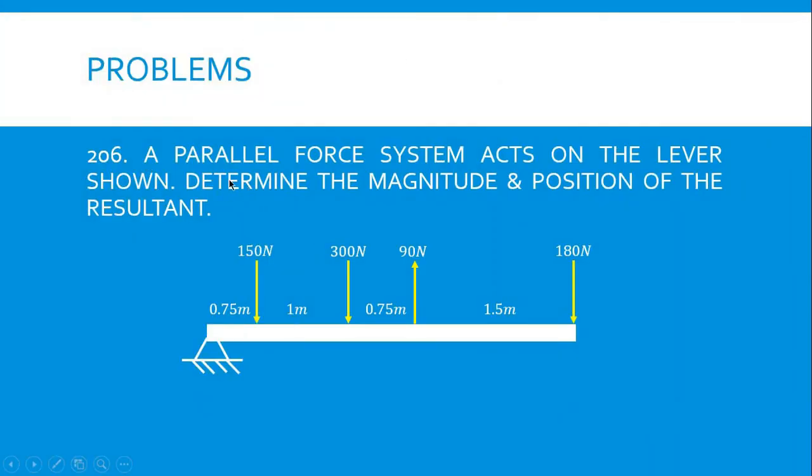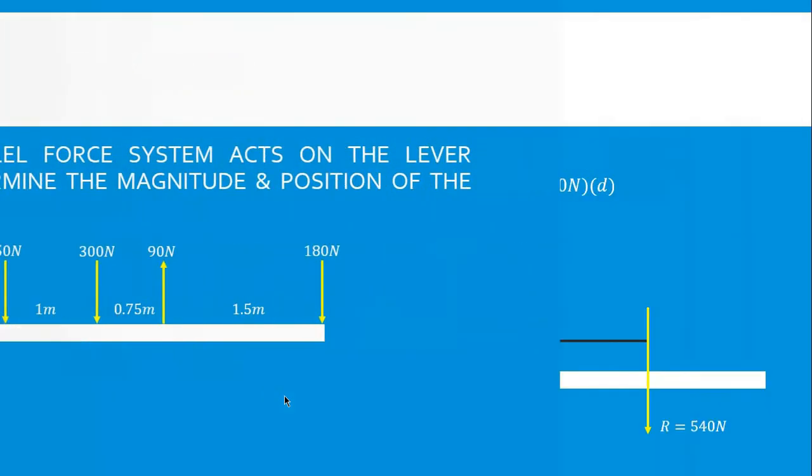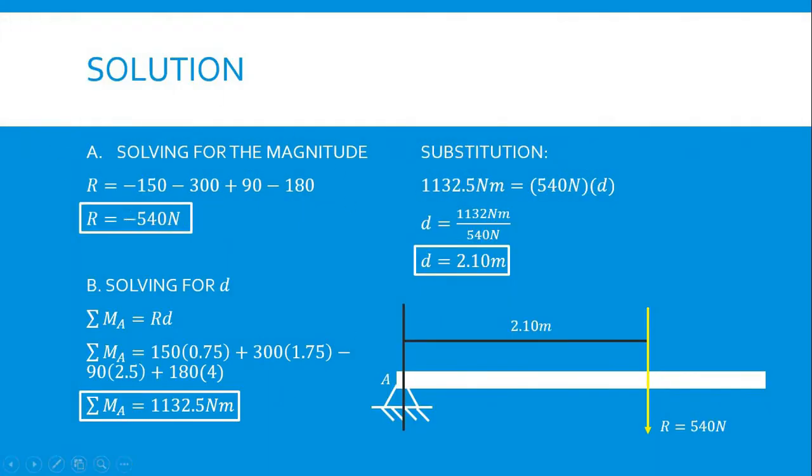So problem number 206, a parallel force system acts on a lever shown. Determine the magnitude and position of the resultant. This is the illustration for this problem. Now, in solving for the magnitude, we must get the summation of all forces of the lever.